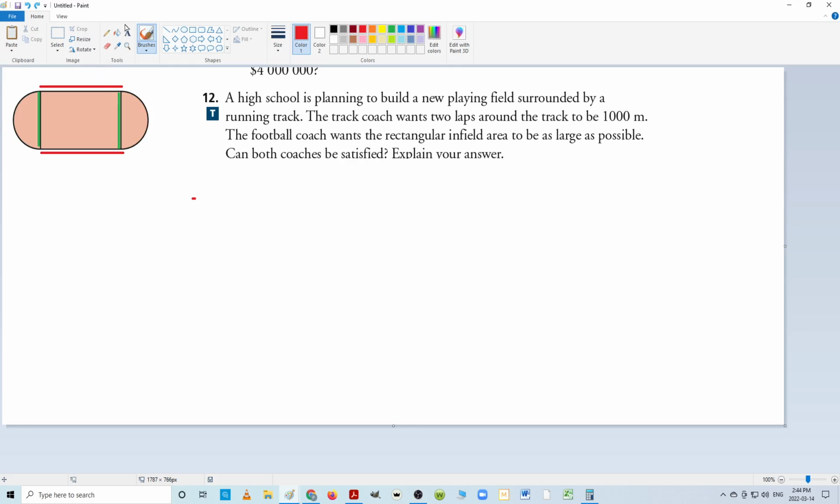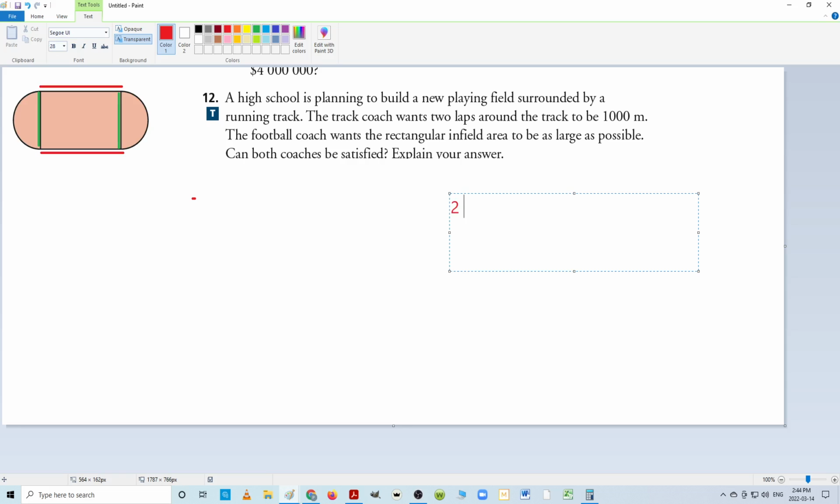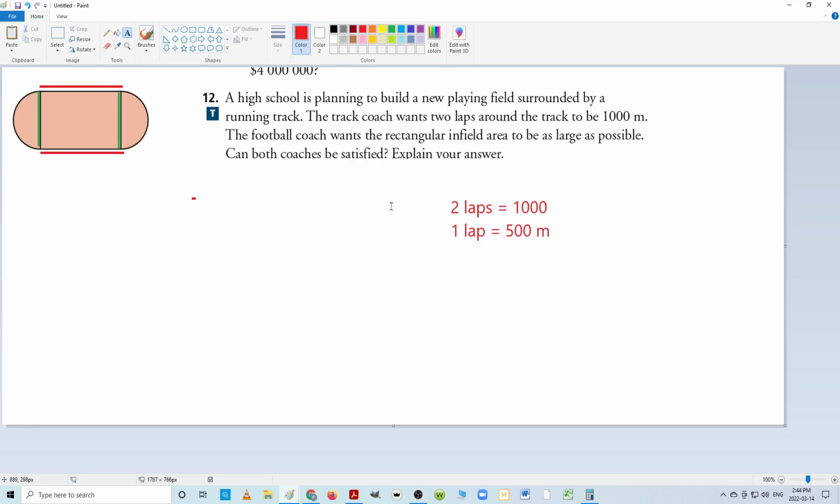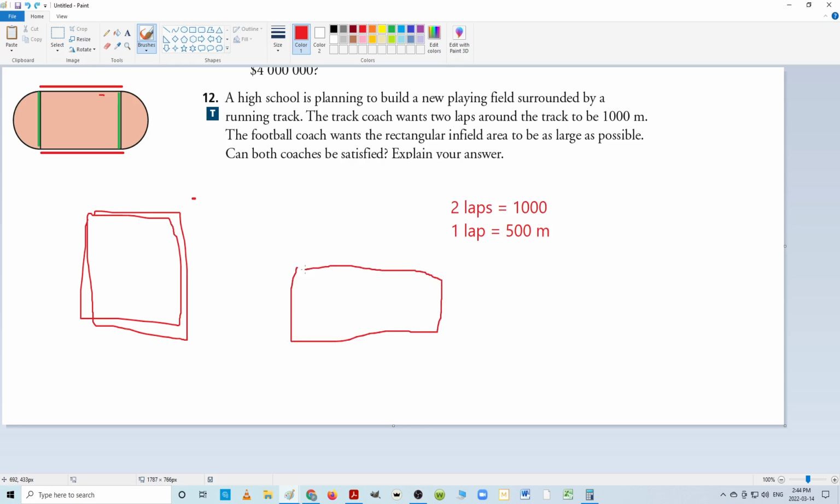Therefore, how much is 1 lap? 2 laps is equal to 1,000. Therefore, 1 lap is equal to 500 meters. He wants the rectangular infield area to be as large as possible. So that means he wants to maximize this area. Now I'm going to let you in on a little secret if we didn't have the end here. The maximum area you can ever achieve with a four-sided object is a square. If you don't have to use one side of it, it's generally twice as long as it is wide, but if you have to use all four sides, it's a square.